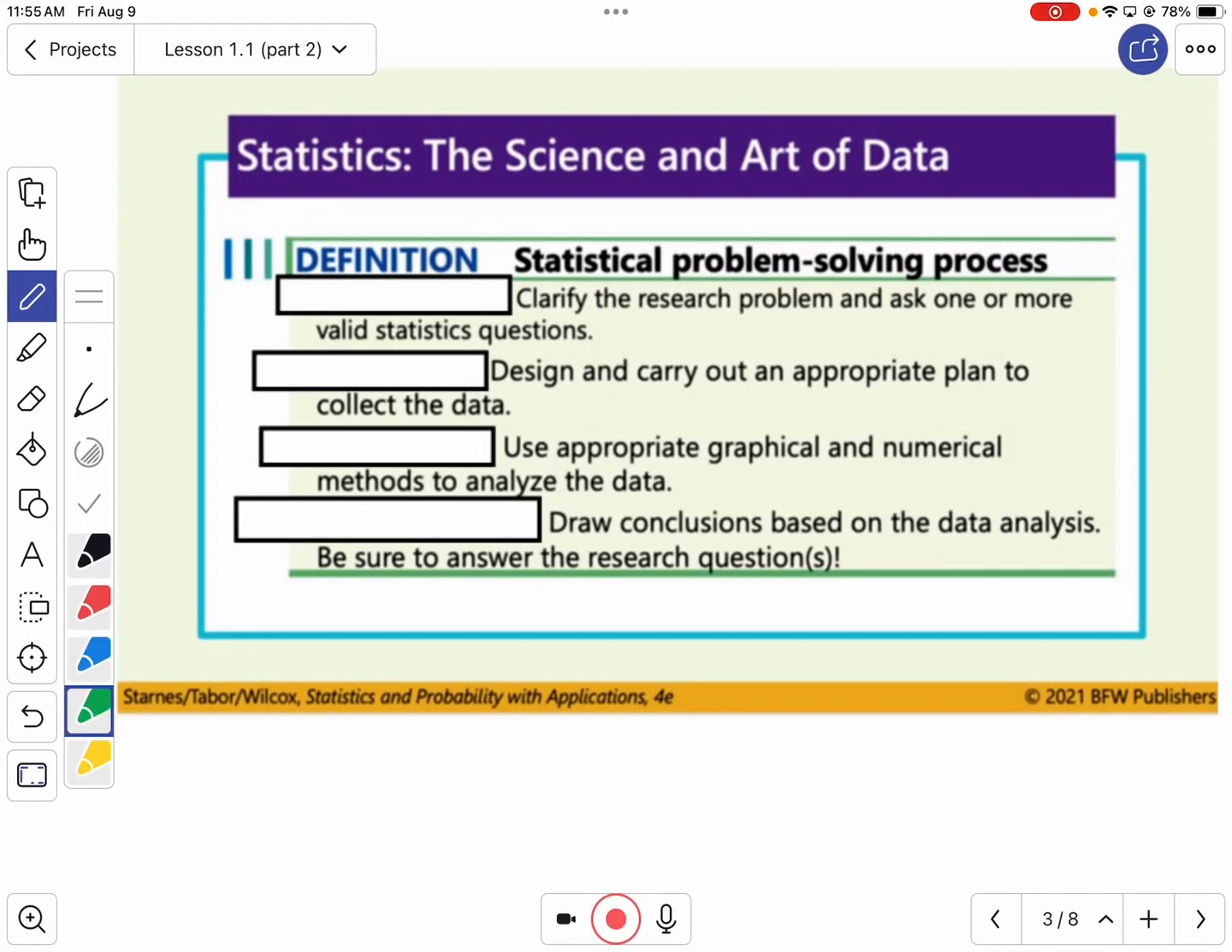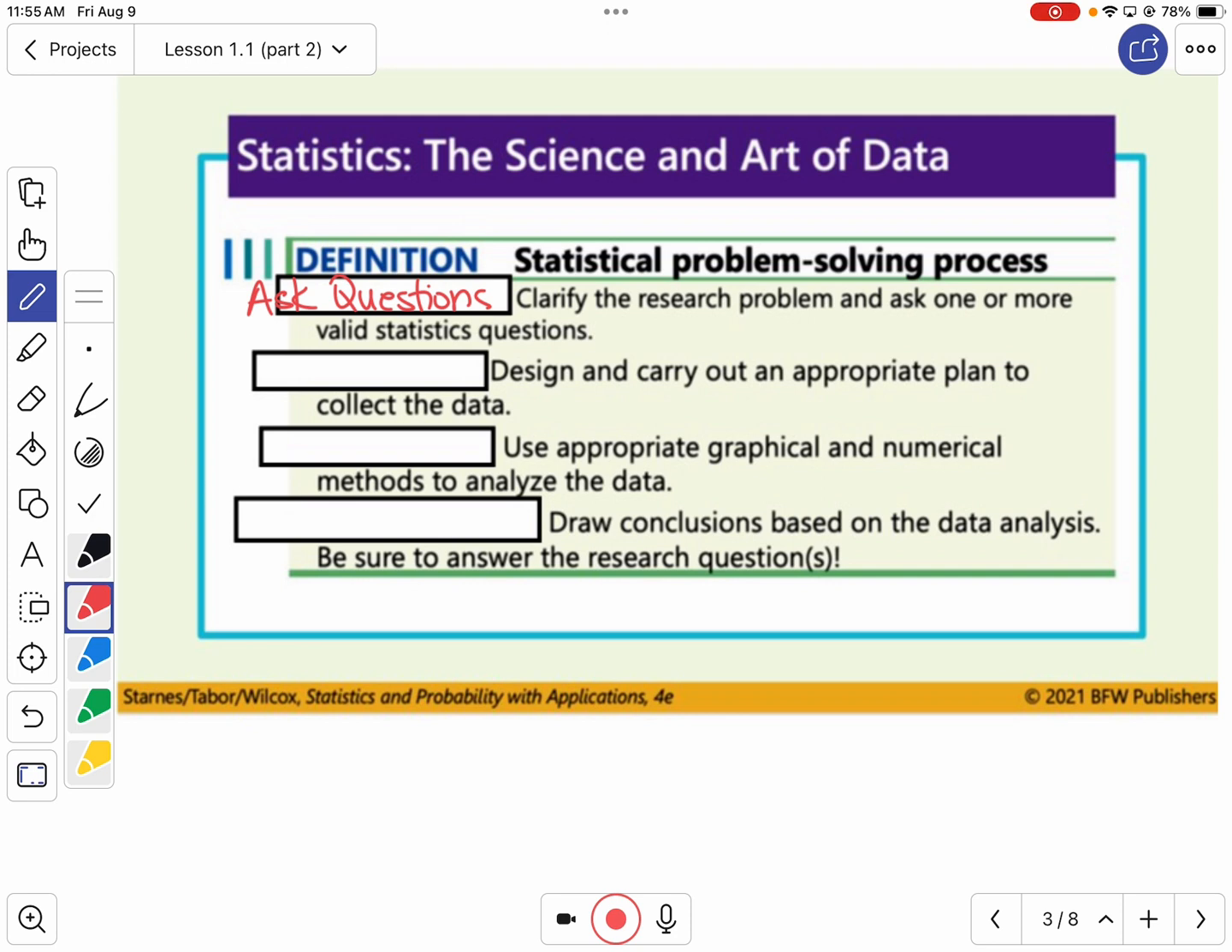All right, so with the statistical problem solving process, this is one of the things that we're going to do all year long. The first thing that we do is we ask questions. What is it that we're trying to figure out? That's why we are doing this. We're going to ask a question. Questions help us to clarify what we're researching, and we want to ask more than one. Sometimes just asking one question's not enough.